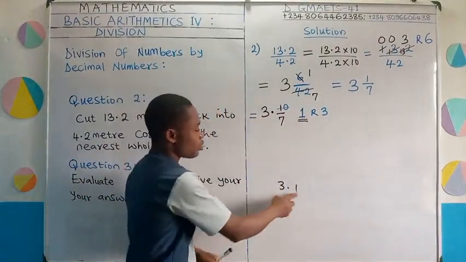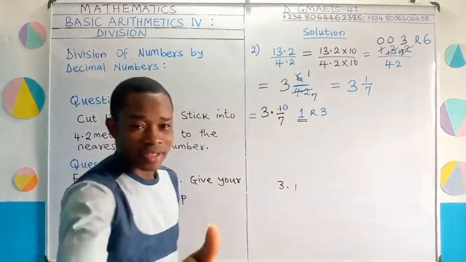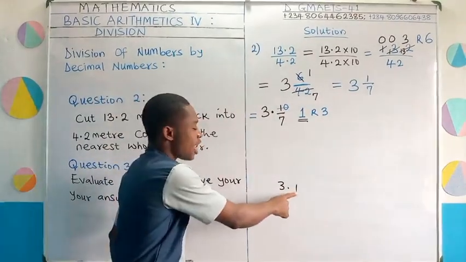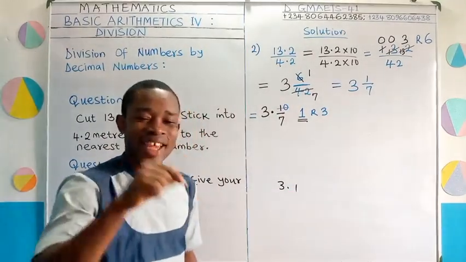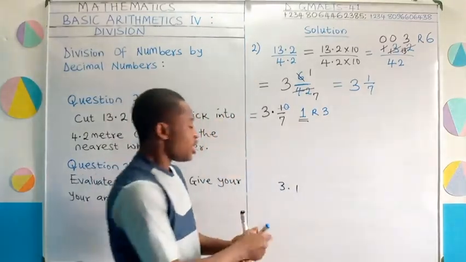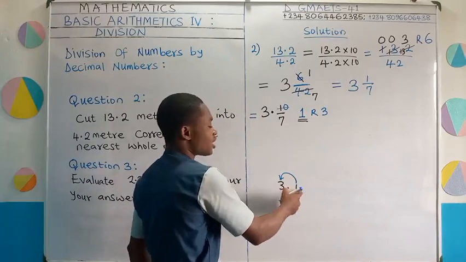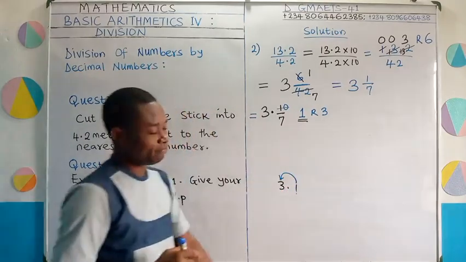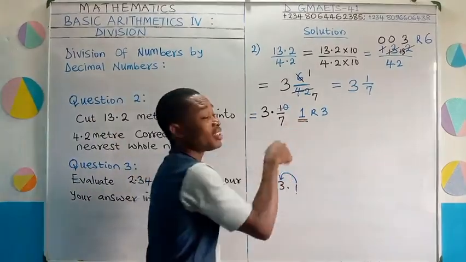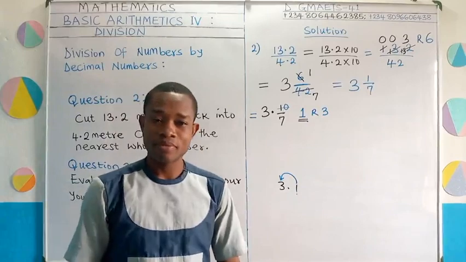If I give you 3.1, what's the place value of this 3? That is correct. From our knowledge of place value, this is unit. And this one, what's the place value? Tenths. So if the question says we should correct to the nearest whole number, it means we are going to round off from this one, which is the 10th place value, to this unit. So we have 3.1, look at it. That one, which is the 10th digit, is it up to 5?